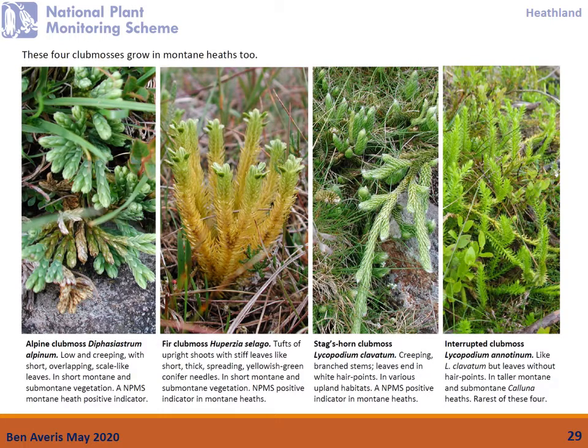Club mosses. These aren't real mosses, they're actually related to ferns. They're bigger than most mosses, and they've got more of a tough, even rather woody sort of texture. Alpine club moss is a creeping thing found mostly in the montane zone, but it will get just below the montane zone in some places, but still upland. It's very much an upland species. So it straddles the first Heathland category and this montane Heathland category.